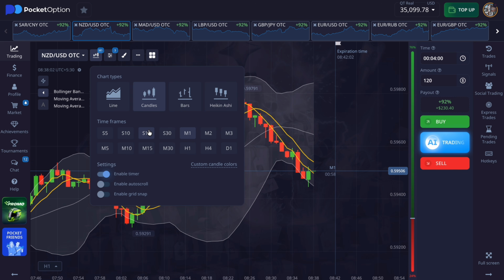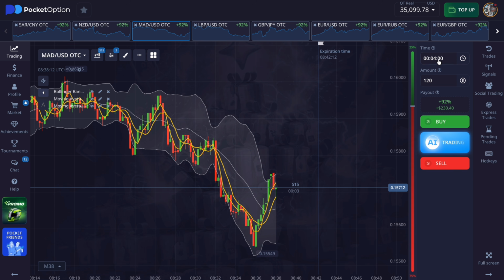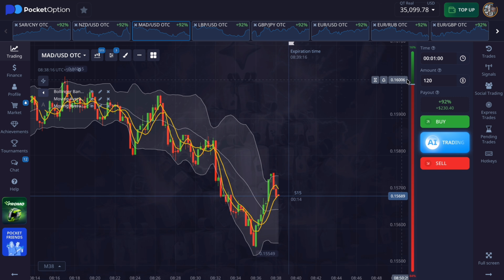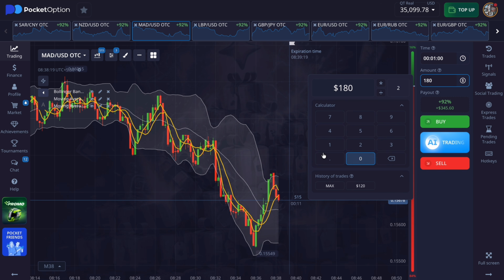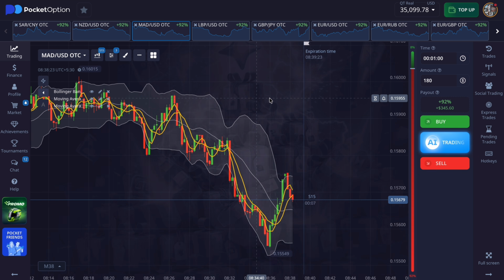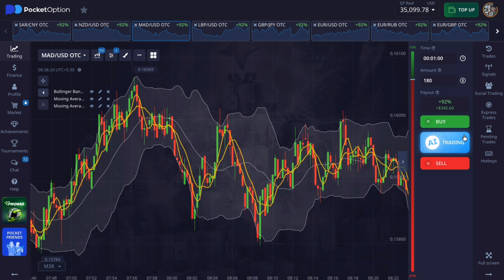For this setup, a 15-second candle chart works well, as you can see on the screen. I have now completed almost all the settings. Let's look at this setup on the live chart with a few examples.